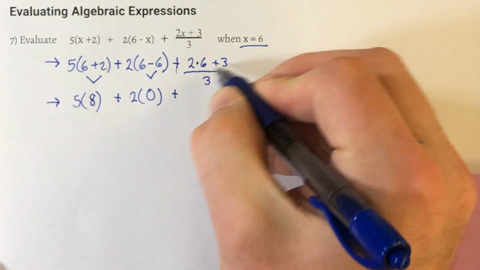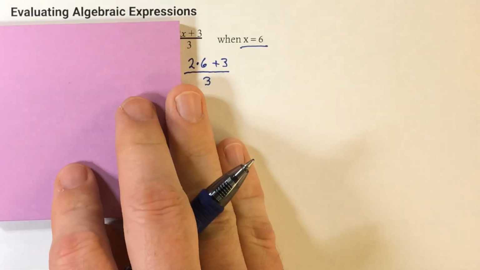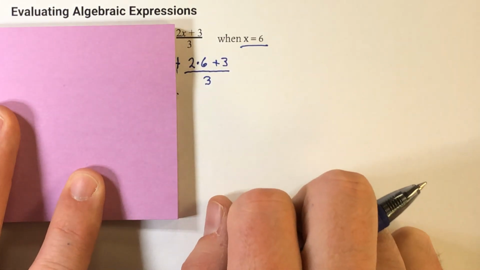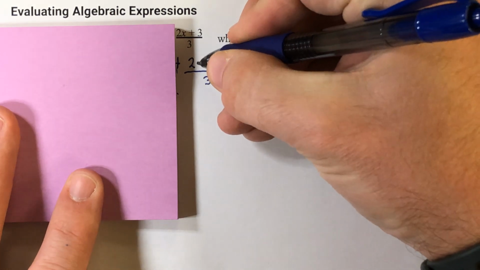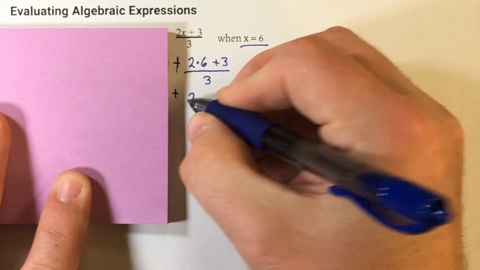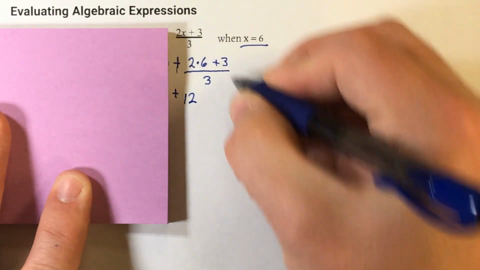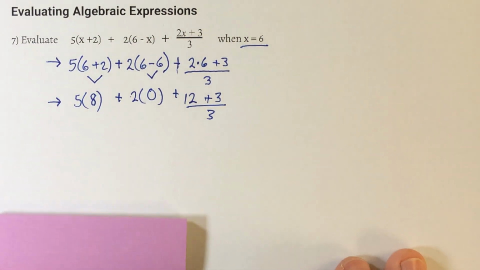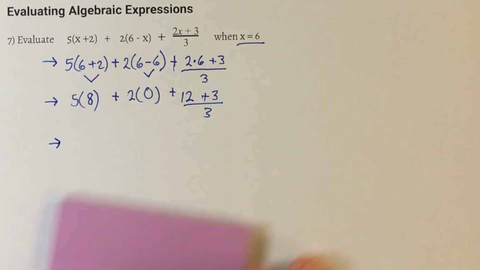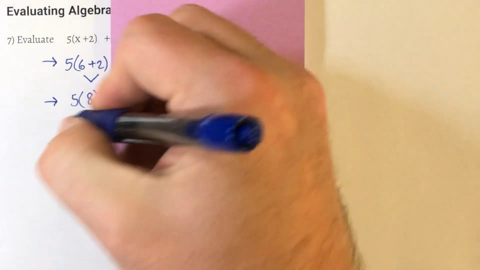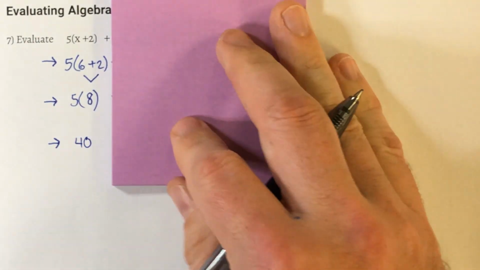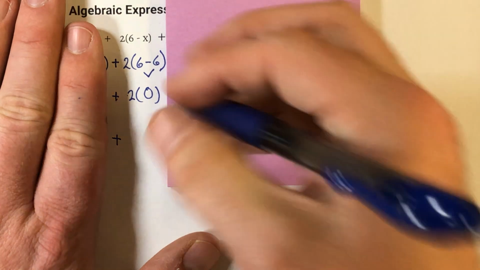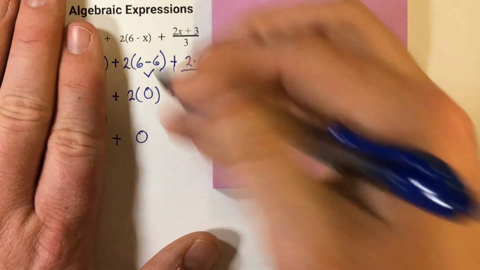I have 2 times 6 plus 3 divided by 3. Again, ignore everything else. Do one thing. So, are there parentheses? No. Are there exponents? No. Is there multiplication or division? Yes, multiplication. 2 times 6. You must do and only do 2 times 6, which is 12. Bring down your plus 3. Bring down your over 3. Start over. Go through each one one at a time. 5 times 8, there's only one thing to do. So 5 times 8 is 40. Bring down your plus. All right, next, 2 times 0, 0. Next, bring down your plus.